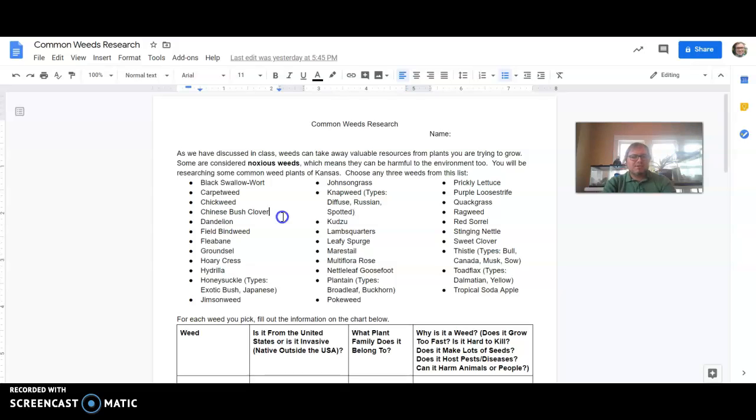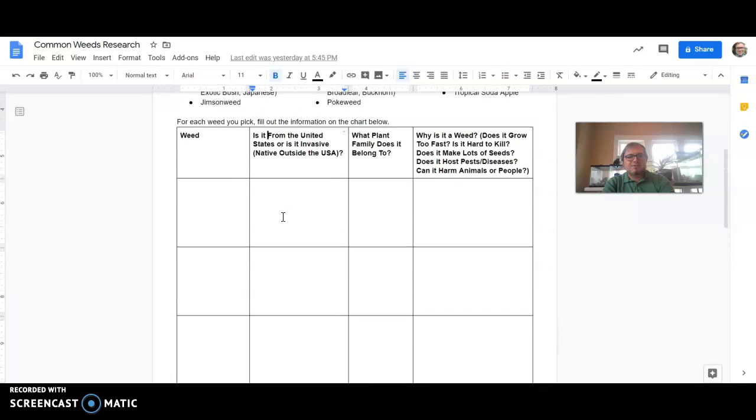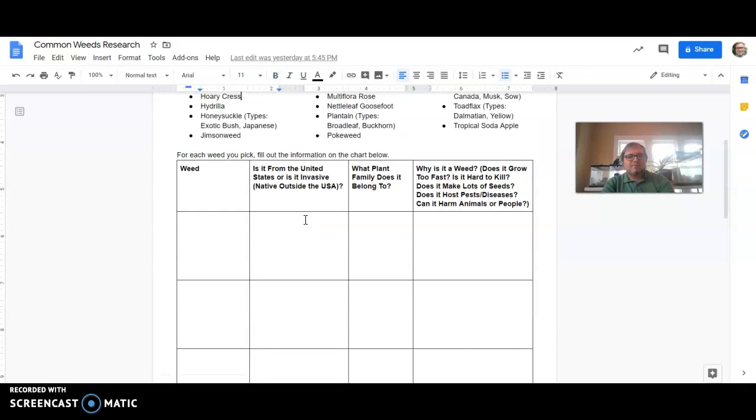So you'll be researching some of these. Again, you're picking three and researching those three. The first column is where you're going to put the names for each one of the weeds that you're researching. In the first part, is it from the United States or is it invasive? Again, similar to the insects. List that part out. The next column here, what plant family does it belong to?